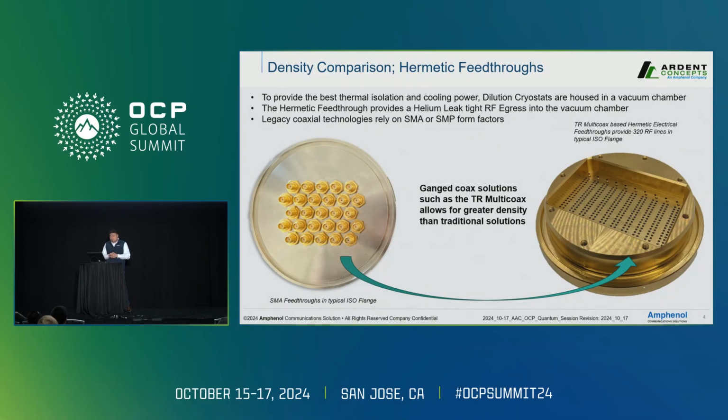Modern quantum computing architectures require much greater signal density, therefore favoring a GaN approach, eliminating housing and tooling clearance constraints. The advanced GaN hermetic electrical feedthrough shown on the right represents a substantial density improvement over the traditional SMA or SMP technology.